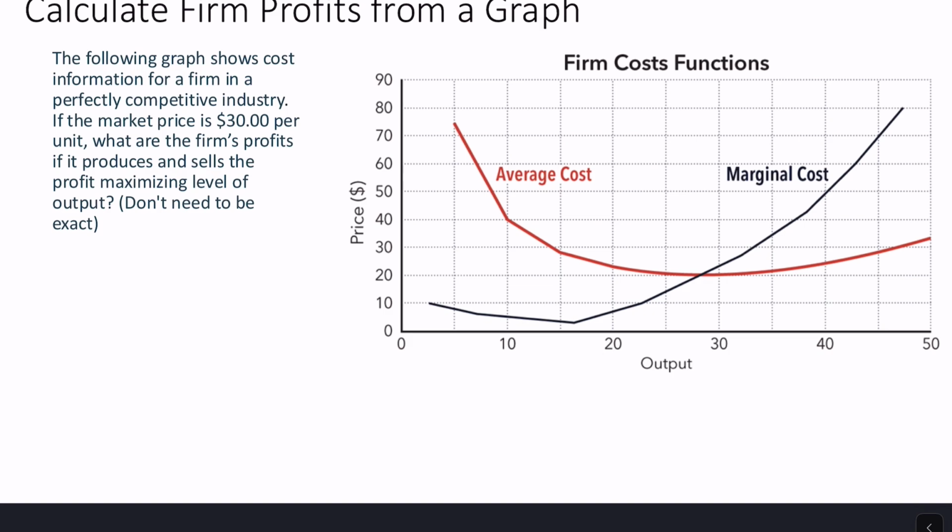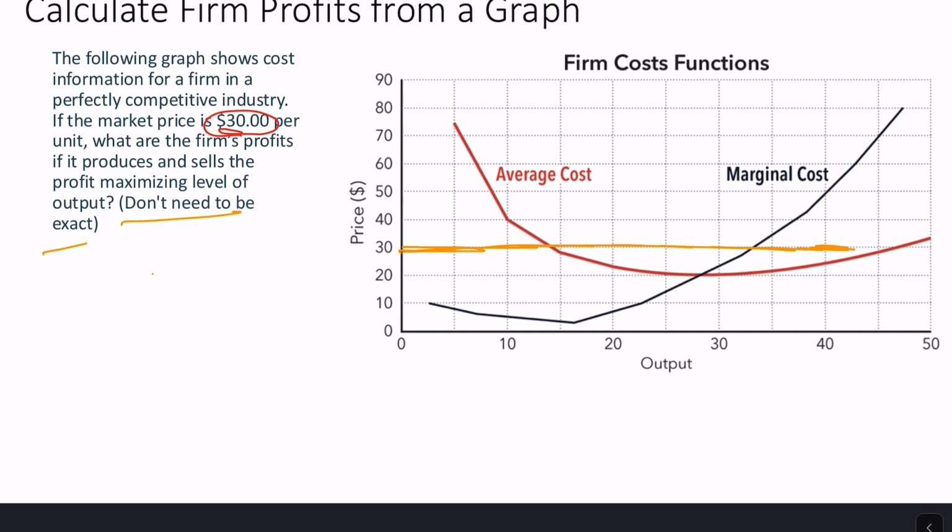You should also be able to do this from a graph. So we have our marginal cost curve, our average cost curve right here. I'm telling you that the price in this market is going to be $30. And so let's calculate profits at that. Let's put in a price line, orange price line at $30. All right, so things are not hitting exactly on the lines here, so we don't need to be exact. We're just going to do a little bit of rounding.